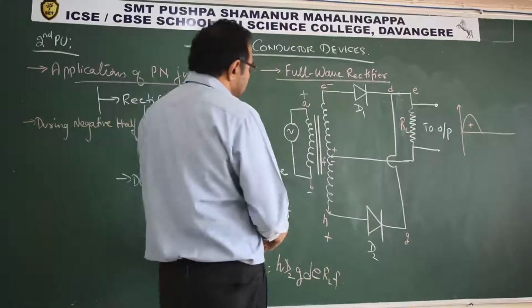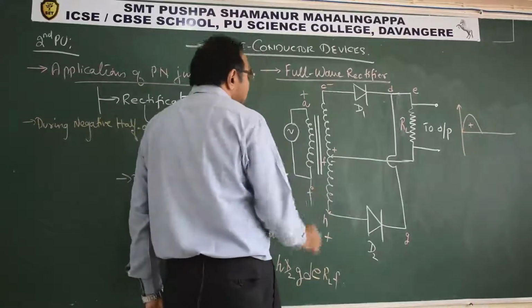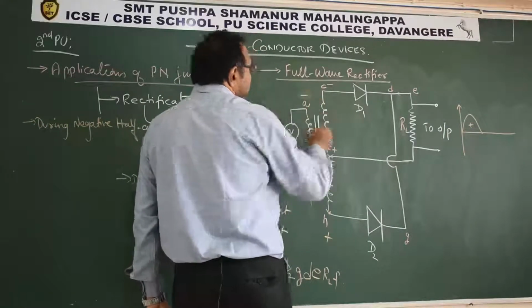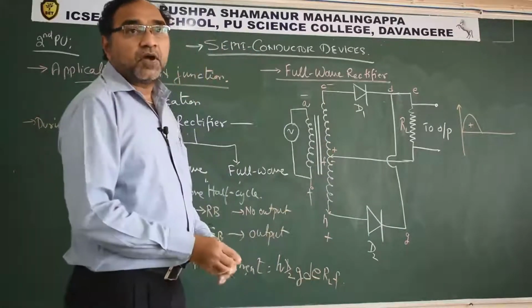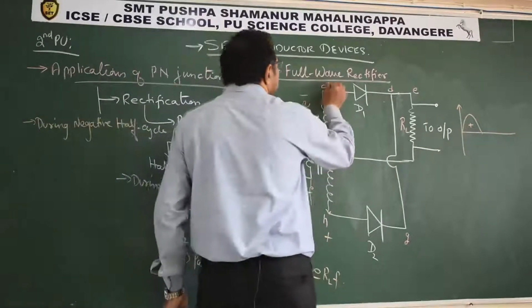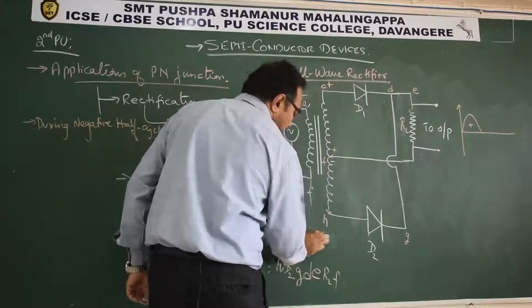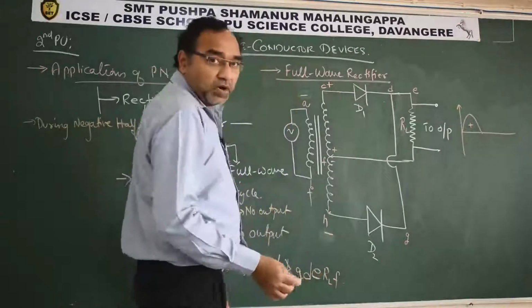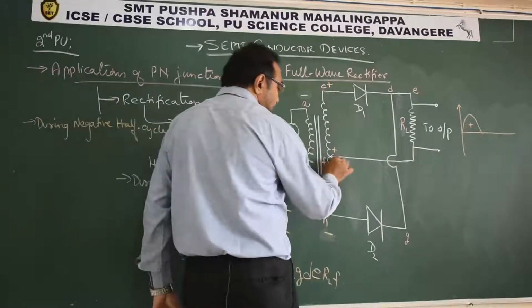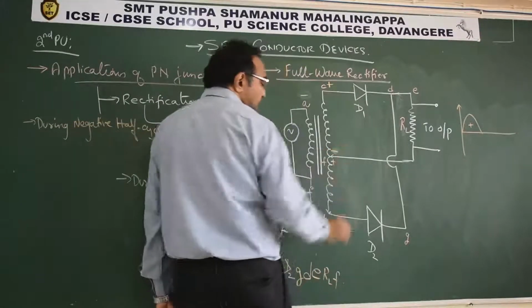During the negative half cycle, B will become positive, A will become negative, because of which C will become positive, H will become negative. Now what will happen is simple. This is neutral, it will just reverse. That's all. Again it is neutral.